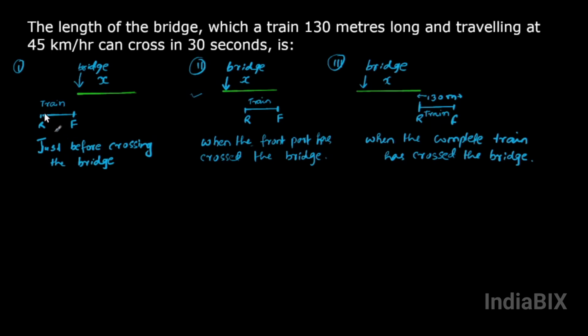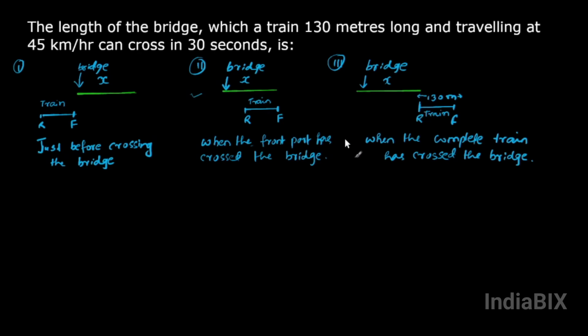Now see, the position of the train is at the start of the bridge. Now only the front portion of the train has reached the bridge and the rear portion is away from the bridge. Now when it starts crossing, the front part of the train will reach the end of the bridge, while the rear part will still be on the bridge because the train has some length, and that length is 130 meter. And now the train has to travel this 130 meter in order to cross the bridge. When the train has traveled this 130 meter, the train is completely out of the bridge.